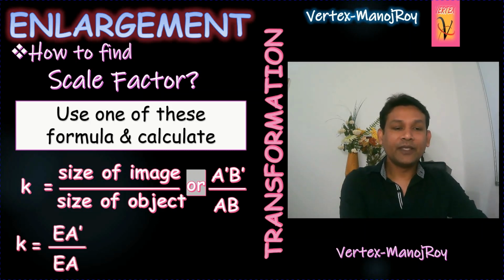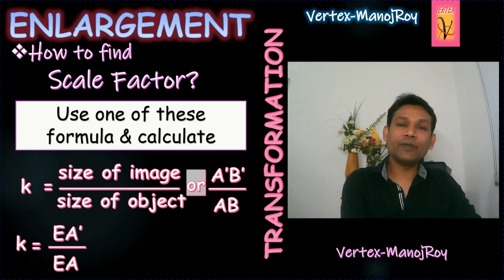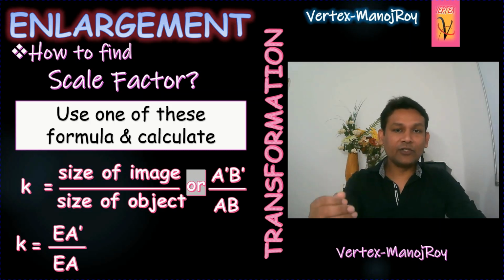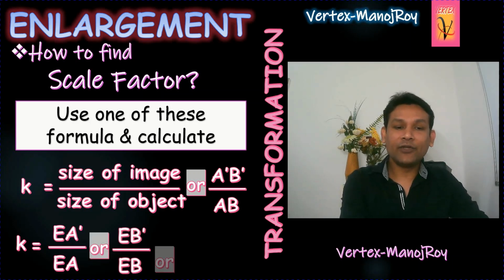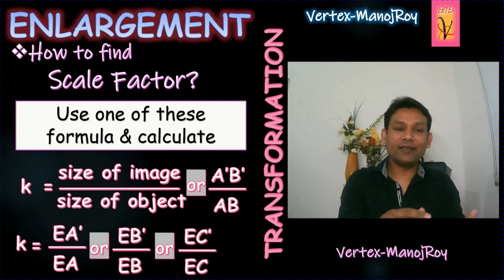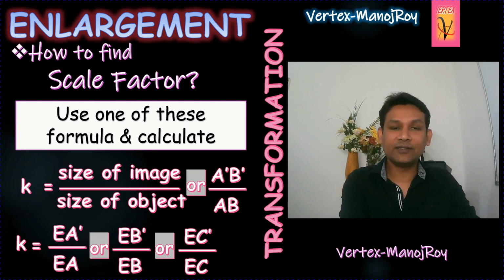Second formula, EA dash upon EA. What do you mean by E? E is the center of enlargement. A dash is the image. Center to the image divided by center to the object also gives you the scale factor. So we have three categories I have written here, EA dash upon EA, EB dash upon EB, or EC dash upon EC. So now we are using this.